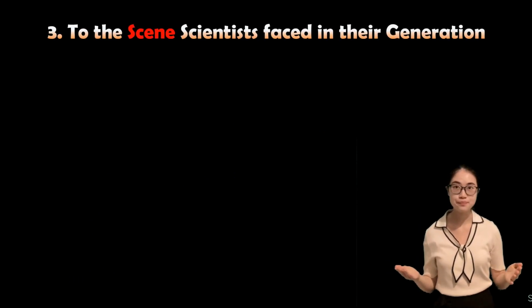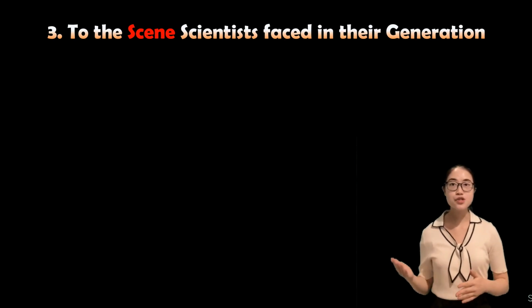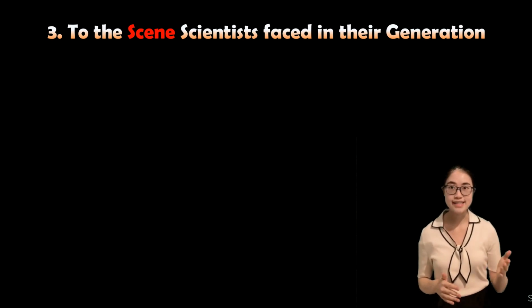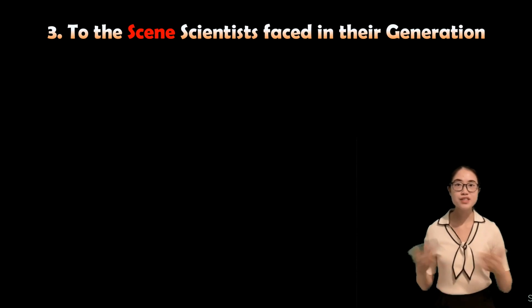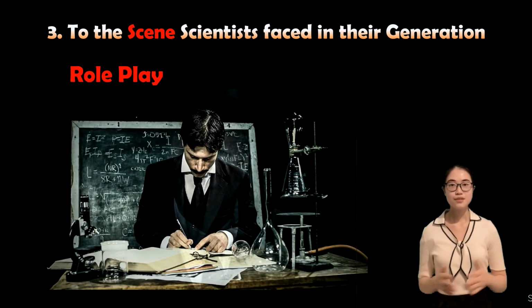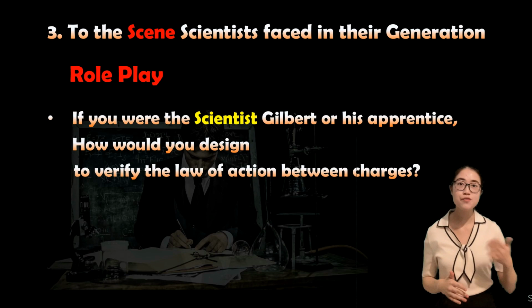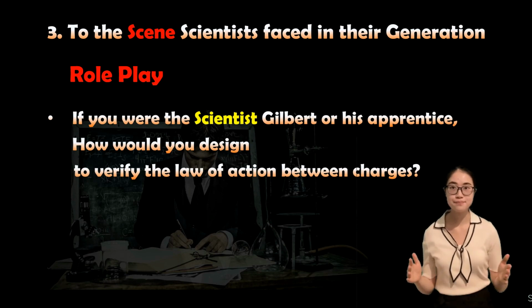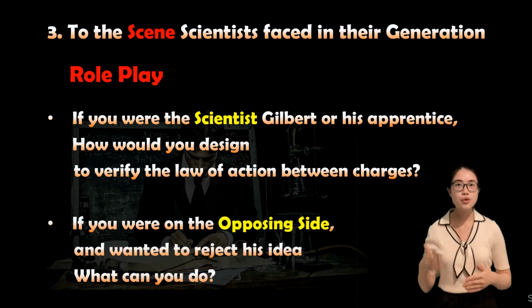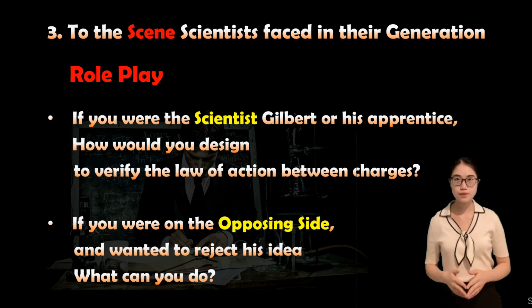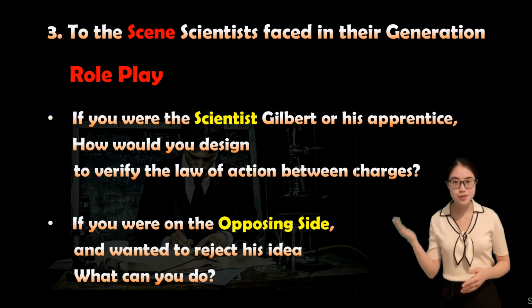Finally, we can help them go back to the scene scientists faced in their generation. We can create a condition for every student to practice like a scientist, to think and research like a scientist. We can also have an interaction as role plays. For example, if you were the scientist Gilbert or his apprentice, how would you design to verify your law of action between charges? And if you were on the opposing side and you wanted to reject his idea, what can you do? All of the designs capture the focus: experience to change experiences.